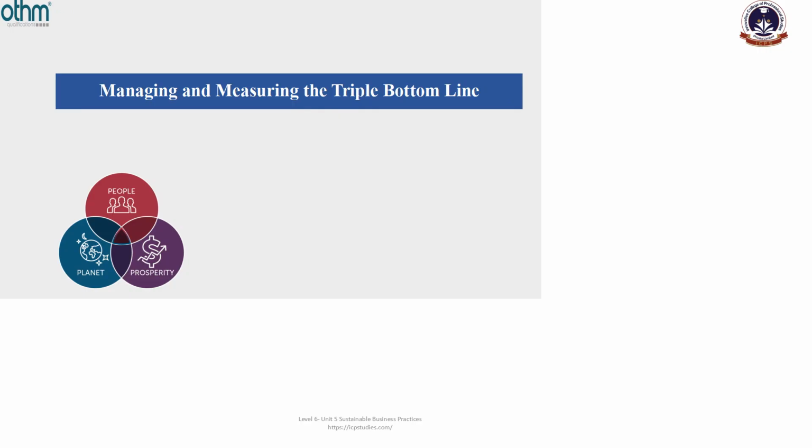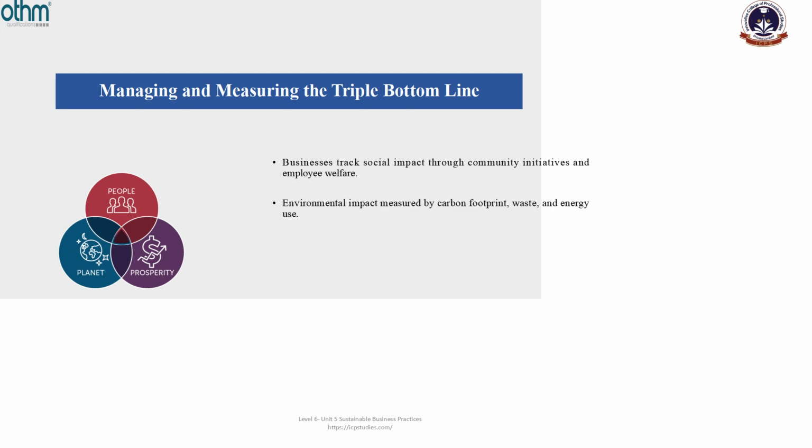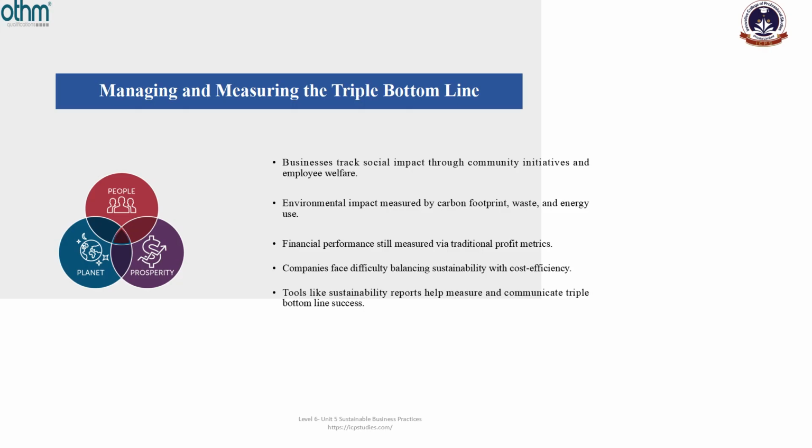Now we have managing and measuring the triple bottom line. Businesses track the social impact through community initiatives and employees' welfare. Environmental impact is measured by carbon footprint, waste, and energy use. Financial performance is still measured via traditional profit metrics. And companies always face difficulty in balancing the sustainability with cost efficiency. Tools like sustainability reports help to measure and communicate triple bottom line success. Conflict often arises between maximizing profit and achieving sustainable goals.